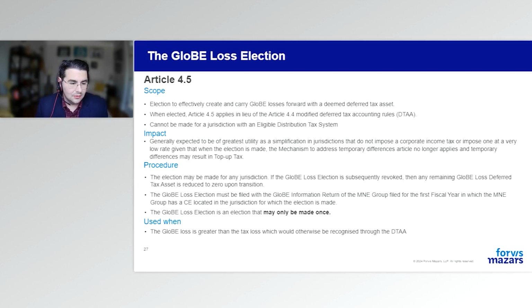So, all of this is generally expected to be of greatest utility where you have a jurisdiction that does not impose a corporate income tax or imposes one at a very low rate of tax when that election is made, and then in subsequent years, you don't have that ETR to boost you, right? So creating losses in one of these low tax jurisdictions, this is where you want to consider it. So you use this when the GloBE loss is greater than the tax loss, and you're in a jurisdiction where you don't really get the benefit of deferreds. So that being said, let's kick it to the next one for the interest of time here, because we've got quite a bit to cover still.